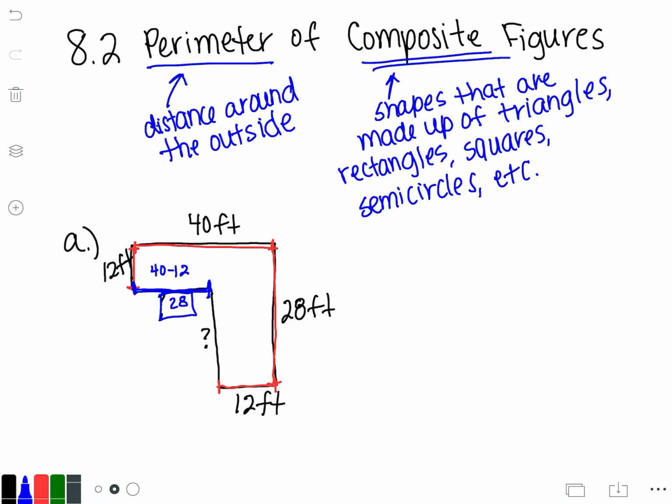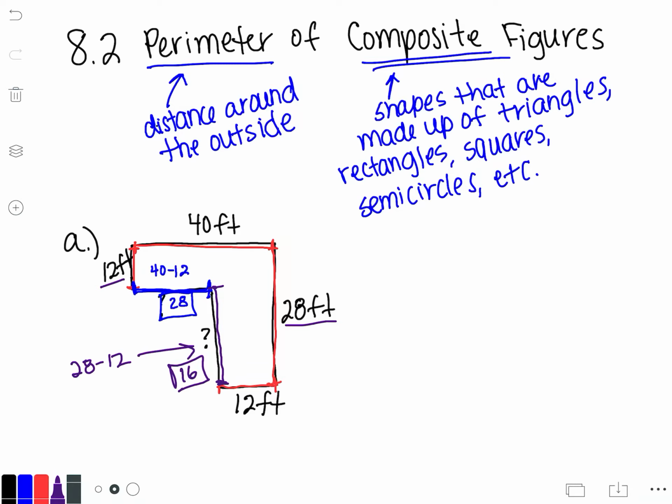Then to find the other missing side length, how about I do it in purple? To find the other missing side length right here, you have to look at the 28 that's across from it and the 12 that's over here. And you would take away that 12 to find this missing piece. So we've got 28 minus 12 for this, which would be 18. No, 16. I can subtract. Here we go. 16. All these colors are throwing me off.